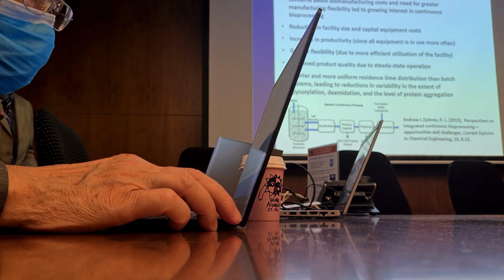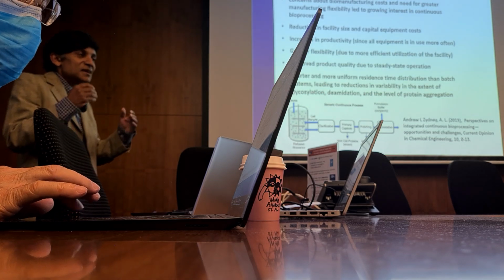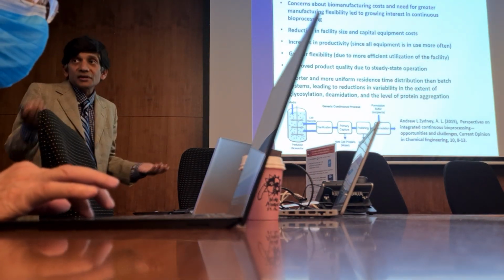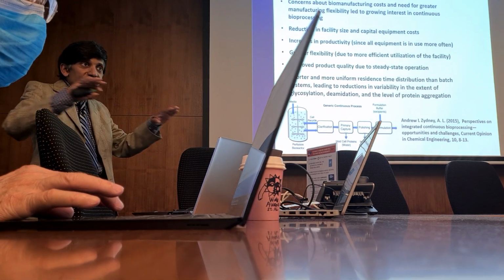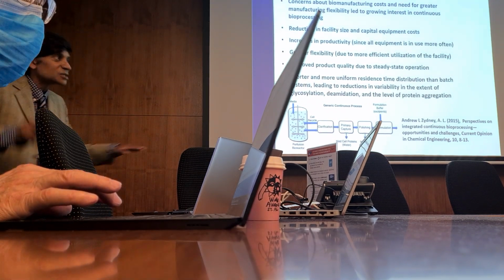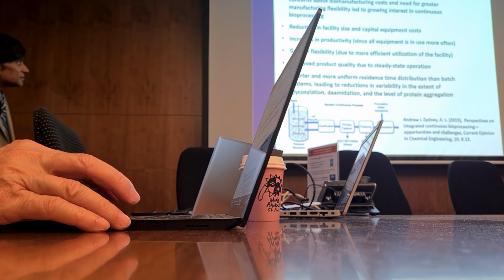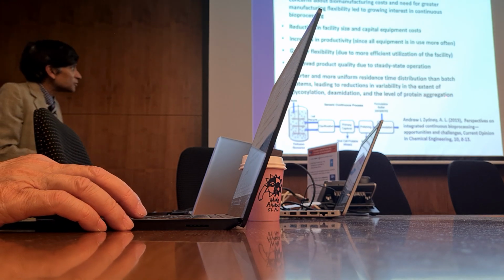The other very important thing is that you're running under steady state conditions. Actually, this is a very important point, because in the biotech industry, it's a biological system, so any slight variations do lead to product variability. If you can run under steady state conditions, you have much better control of your product. And of course it leads to reduced glycosylation, deamidation, and so forth.